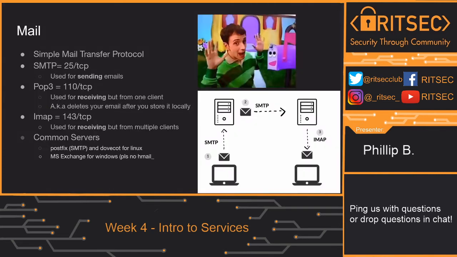There's mail. There's SMTP, which is Simple Mail Transfer Protocol. It's on port 25. It's used for sending emails. So when you're sending out an email, usually you'll be using that protocol. And then POP3, which is kind of an older one. It's on port 110. You receive email on it, but it's only for one specific client. So once you download that email locally through that protocol, it will be deleted from the mail server, which means you can only receive it on a single client.